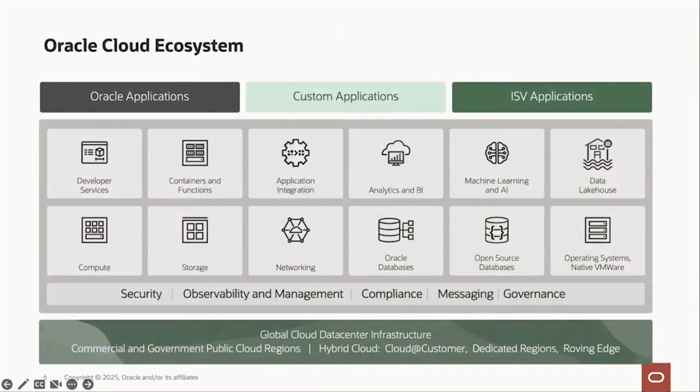Next, this is a look at our Oracle Cloud ecosystem. This is viewed in three different levels. At the bottom, you have your different deployment strategies. In the middle, this gray area has all of your cloud services. And at the top, you can have your different applications, whether that's Oracle applications, custom apps, or ISV applications. Today we'll be focusing on the management aspect in the cloud services and the governance aspect as well.